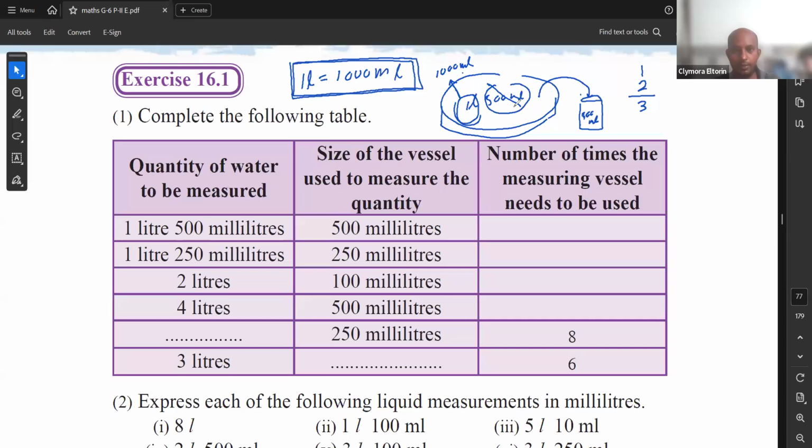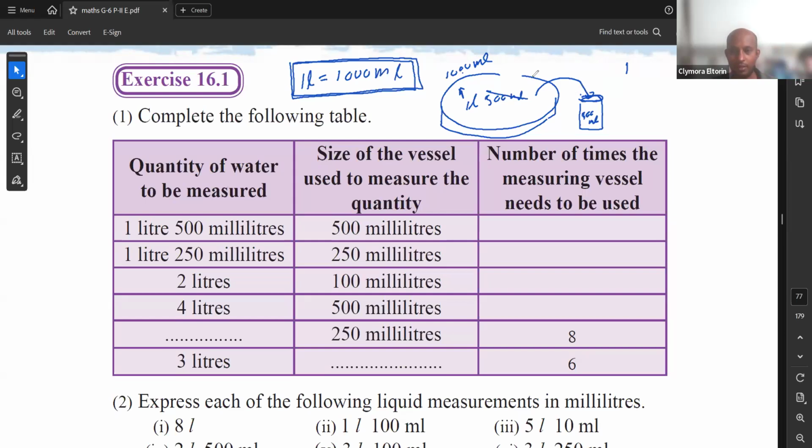Let me say it again. Here there is 1 liter and 500 milliliters, so we need to measure using that 500 milliliter cup. Imagine a cup. How many times do I need to measure? One time I pour 500 milliliters, and that is removed. Then the other 1 liter is also 1,000 milliliters.